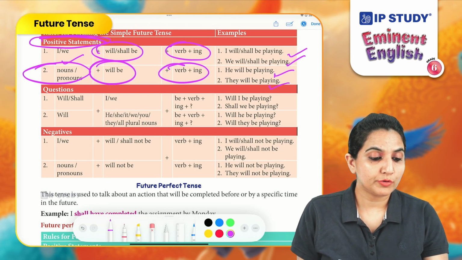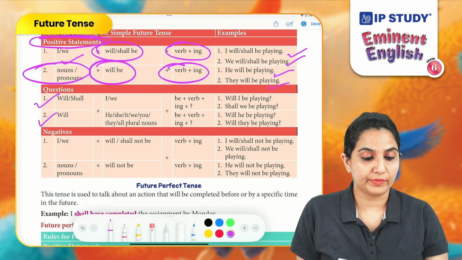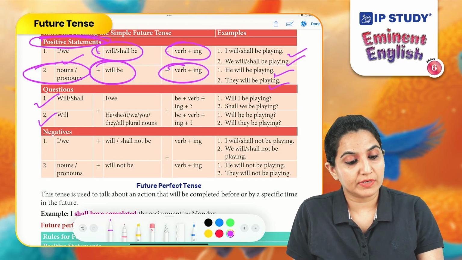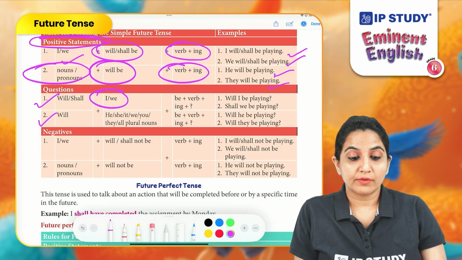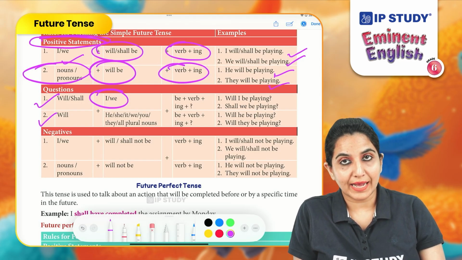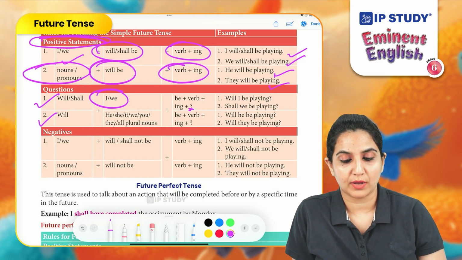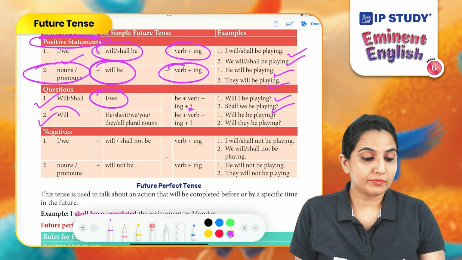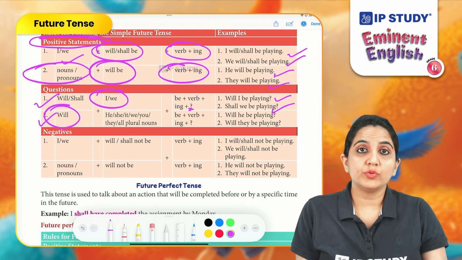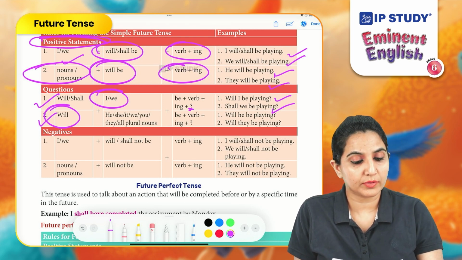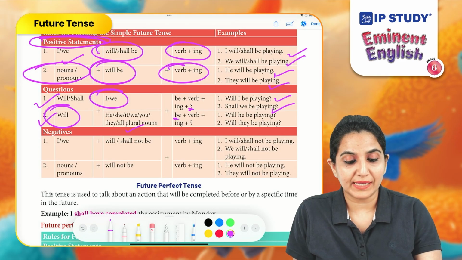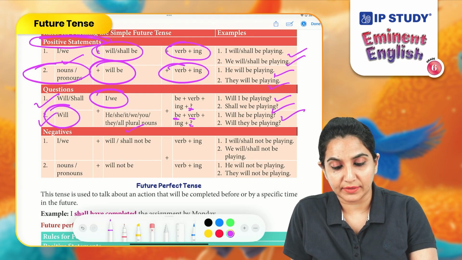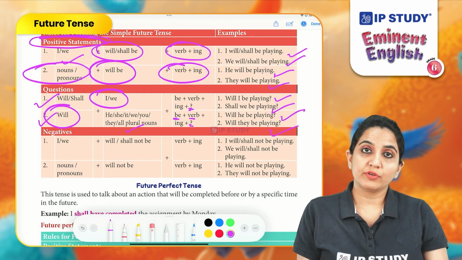For the questions beginning with will or shall, it really depends which person we are using for the questions. So with first person, singular and plural nouns, we use be along with the ing form of verb, and always remember to put a question mark. Will I be playing? Shall we be playing? Again, with the questions beginning with will, we can use the second person and third person, singular and plural pronouns, along with be, the ing form of verb, and a question mark. For example, will he be playing? Will they be playing?